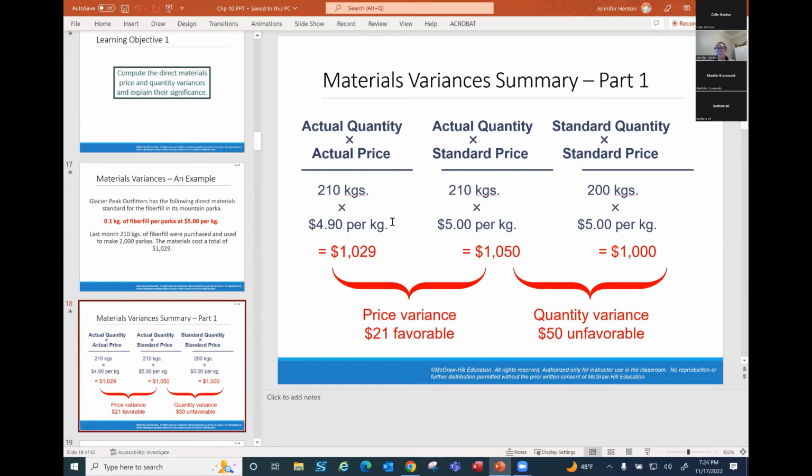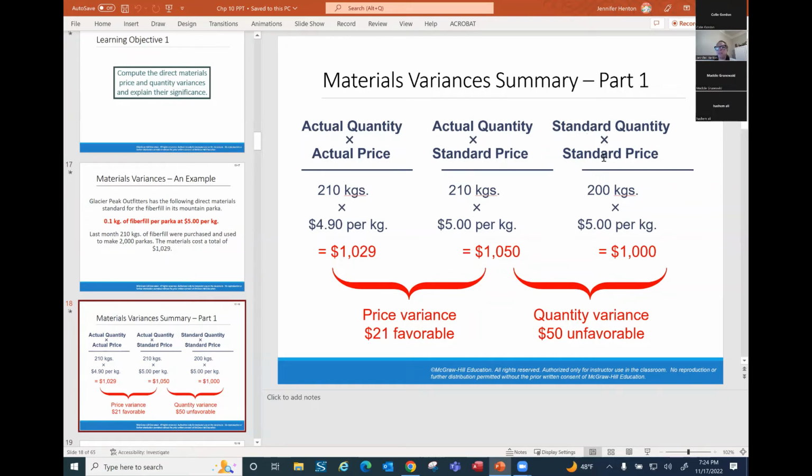All right. So the difference is 10 cents lower. My actual is lower, which means I'm going to have a favorable variance on that one because I paid a little bit less. So when I take that 10 cents and multiply it by the 210, I get a $21 favorable variance.